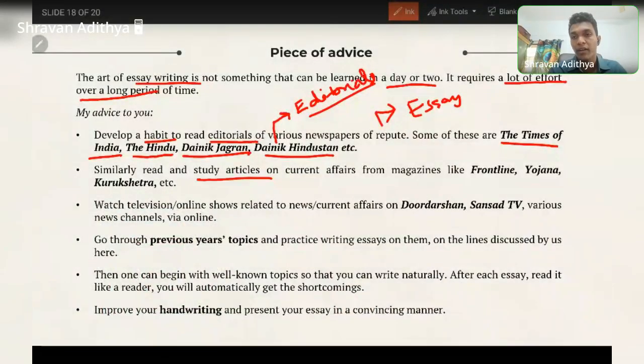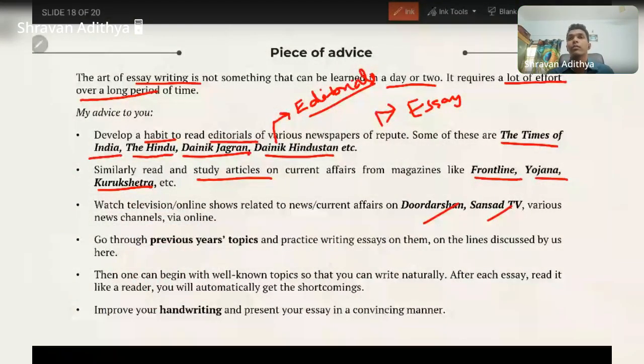And then you can also read articles from magazines like Frontline, Yojana, Kurukshetra. And watch television shows related to current affairs on Doordarshan, Sansad TV, and various other news channels. So you see how they are talking, what points they are putting forward.